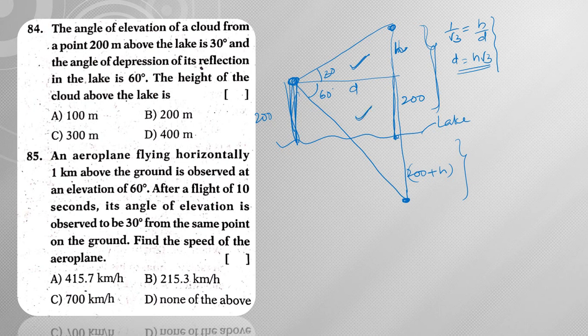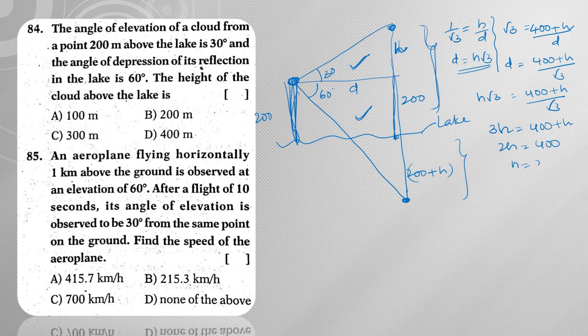Next, moving on to this particular triangle, tan 60 is equal to root 3, which is equal to opposite by adjacent. So 200 plus 200 plus h is nothing but 400 plus h, by d. From this also, d is equal to 400 plus h by root 3. Now since both are d, directly h root 3 is equal to 400 plus h by root 3. On doing cross multiplication, this will be 3h is equal to 400 plus h. So from this, 2h is equal to 400, h is equal to 200.